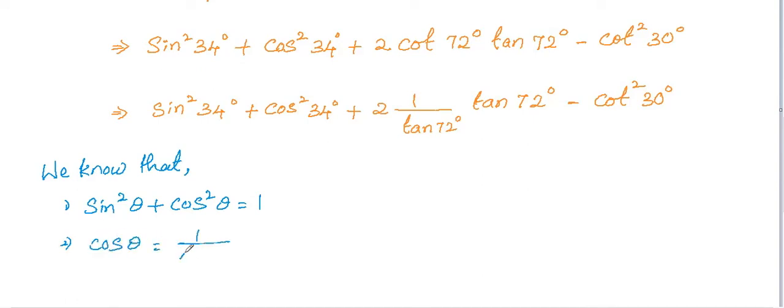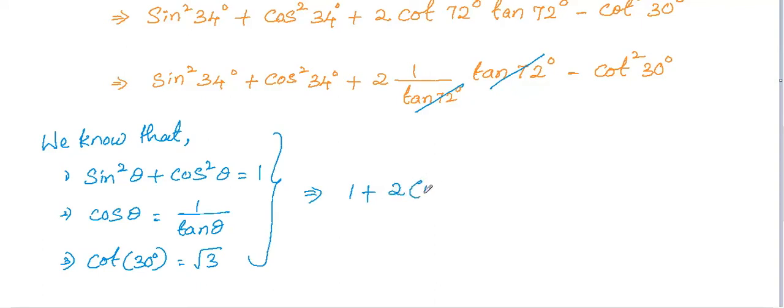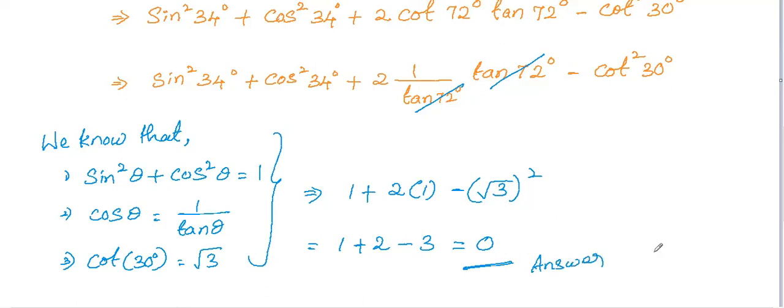and cot theta is equal to 1 by tan theta, and cot 30 degrees means square root 3. So we'll get sine square 34 plus cos square 34 becomes 1. So and 2 into 1, and cot square 30 is root 3 square. So root 3 square becomes 3. So 1 plus 2 minus 3 becomes 0. So the answer is 0.